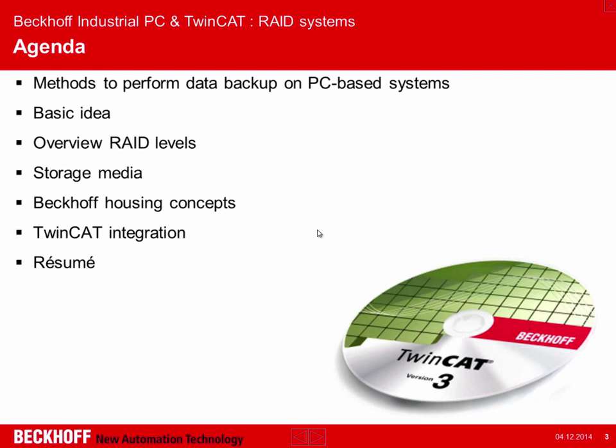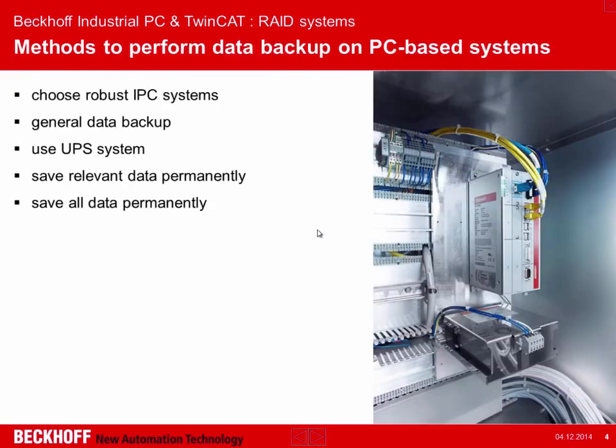But let's start with the first basic idea, something very simple. Different methods to secure data in a PC system. Now, all of you have sometimes in our life already experienced difficulties with PC systems. So when we choose the PC for industrial automation, we have to be extremely careful. First of all, it is necessary to simply choose a robust IPC system, something which can withstand the environmental conditions and the requirements in your application.